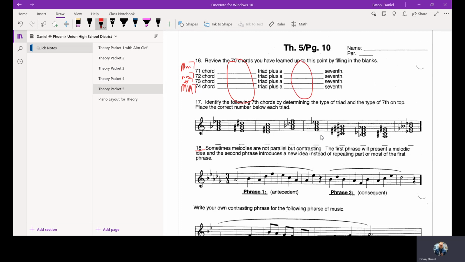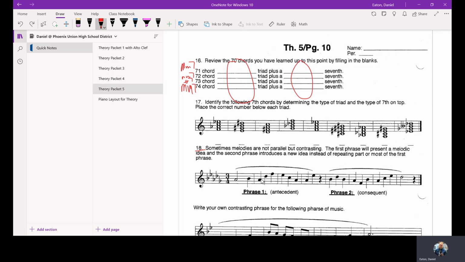Okay, moving on. Now we're going to put this into practice. Identify the following 7th chords by determining the type of the triad and the type of 7th on the top. Place the correct number below each triad. We're going to use this as our key to figure out what to write here, because it's asking you to write those numbers. But I'll probably be referring to them as the major, etc., 7th chords.